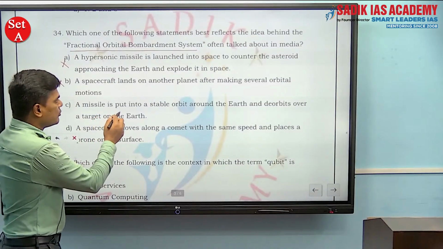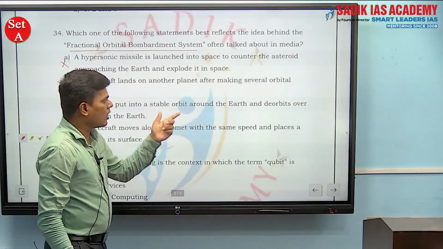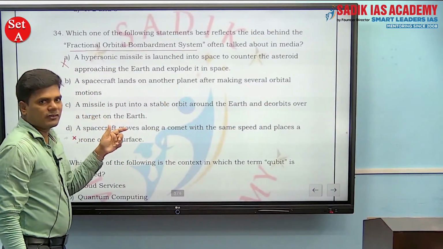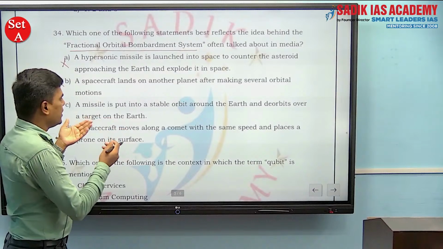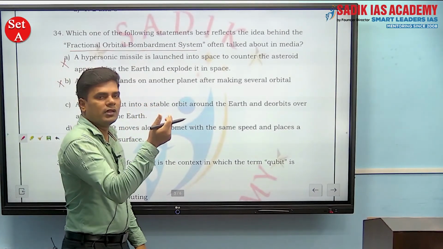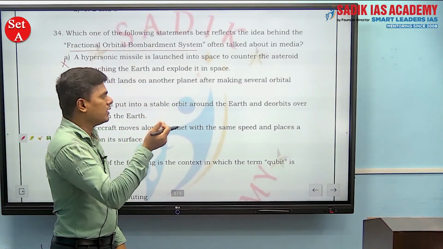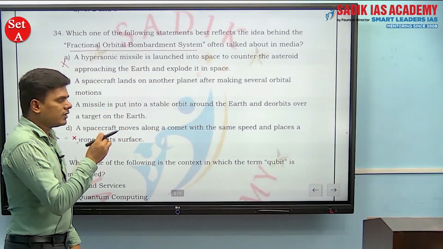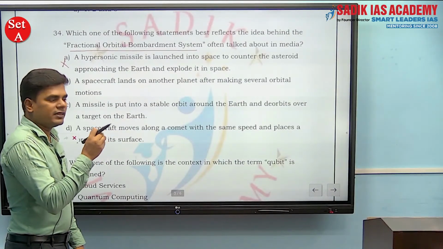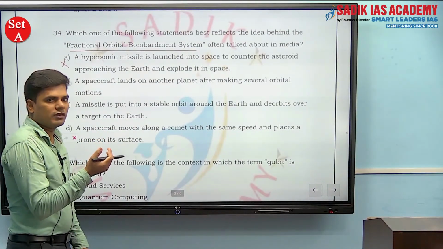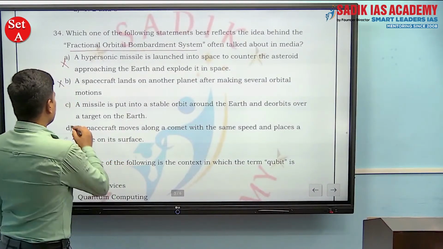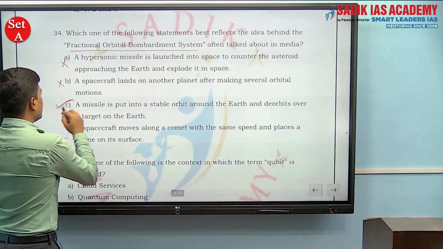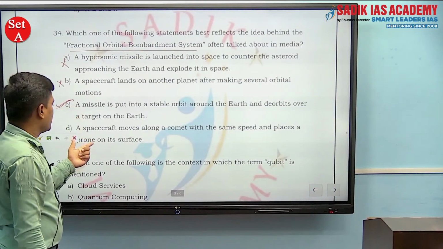A missile is put into stable orbit around the Earth and deorbits over a target on the Earth. This is what I explained earlier, so this is the meaning. First the missile will be put on the stable orbit, the lower Earth orbit, and afterwards it will find a target and hit a target on the Earth. Till it hits the target, we may not know the path of the missile. So this is the meaning of the fractional orbital bombardment system. Of course this is the correct statement.